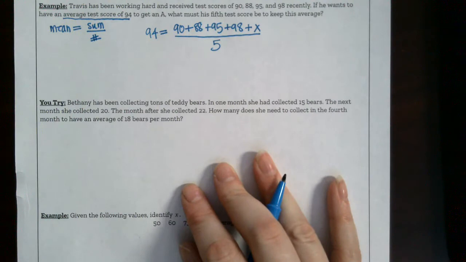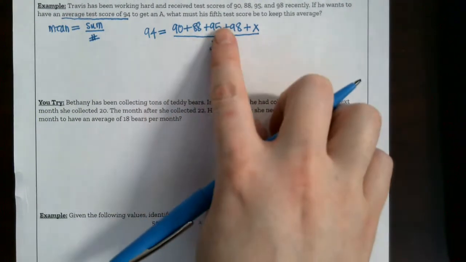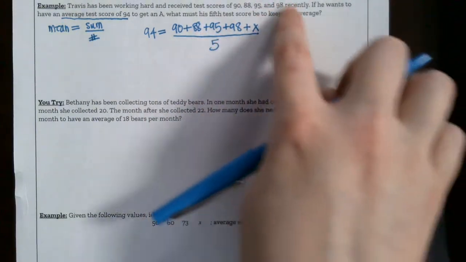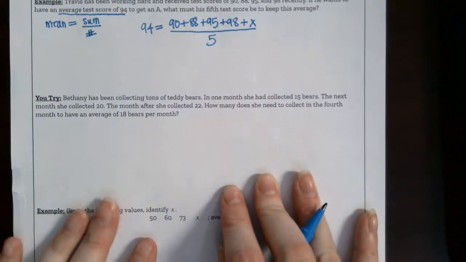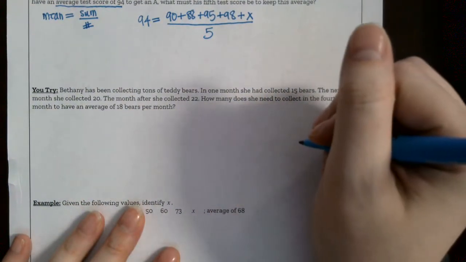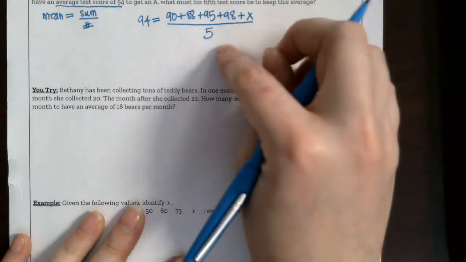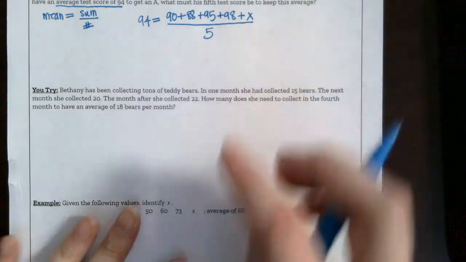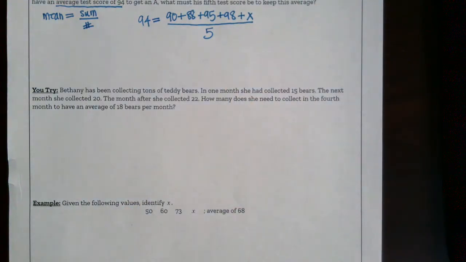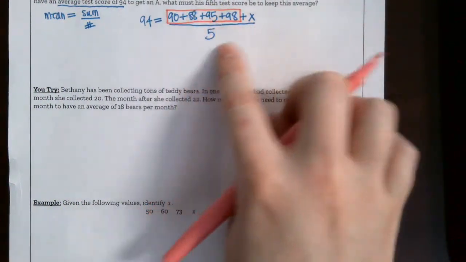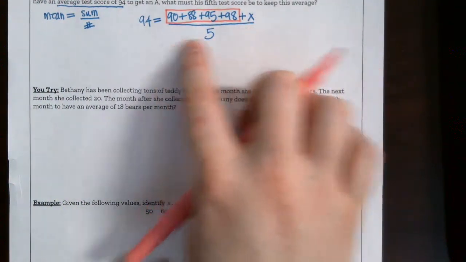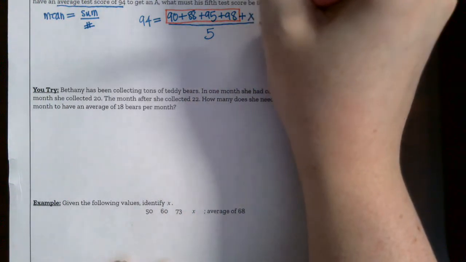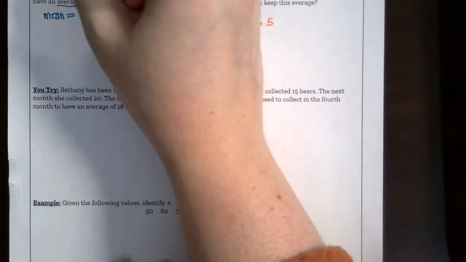And you set it up the same way each time. You plug in the mean that you want, the values that you already know, and use X for your variable. So now to solve this, I usually do two things at once, so hopefully you can too because it saves you some time. I'm going to combine all of these values, and I also need to get rid of this fraction to be able to do anything with X. So to get rid of this divide by 5, I'm going to multiply both sides by 5.